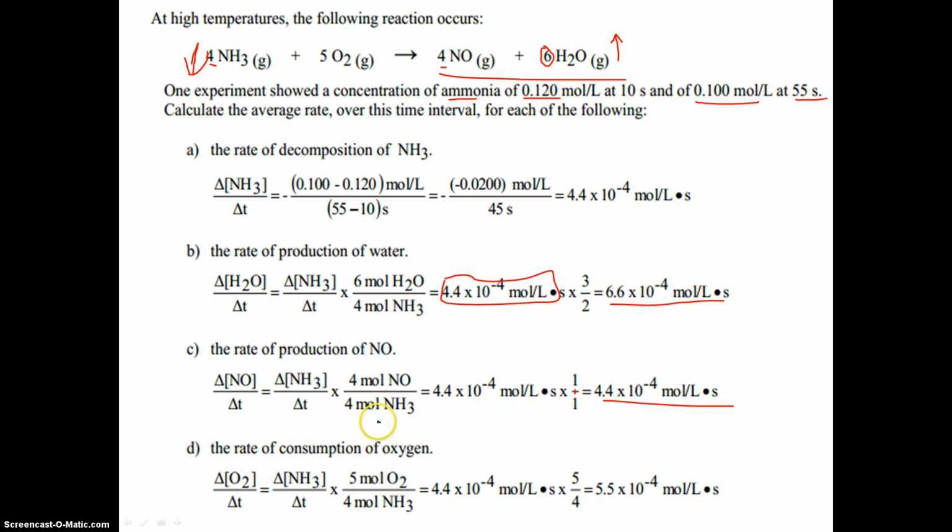For the rate of consumption of oxygen, it's a bit tricky just because the numbers are messed up, so you have 5 and 4, but really nothing too difficult. You use the same rate that you started with, times 5 over 4, and this means 5.5 times 10 to the negative 4 moles per liter second are being consumed. So this much oxygen is being consumed per second.